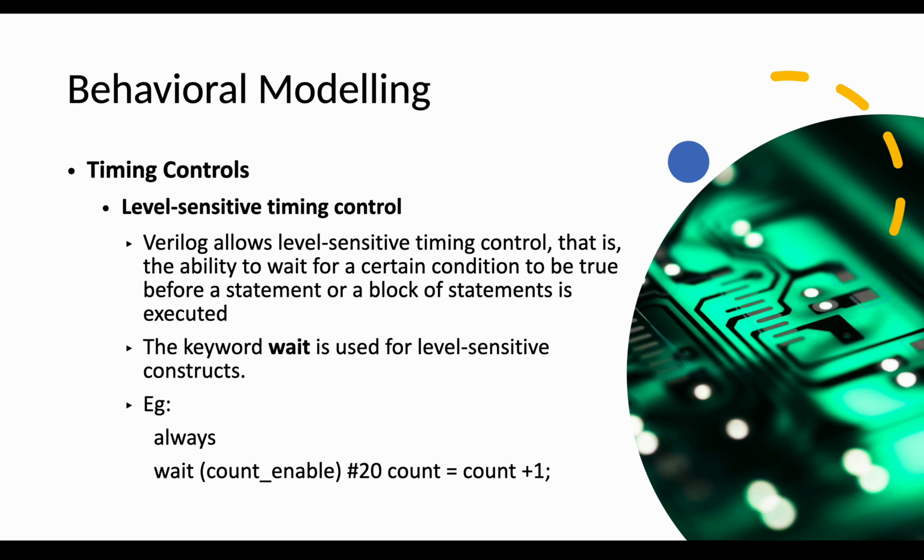Example: always wait(count_enable). Up to that point it will wait, that is, wait(count_enable). Whenever the count_enable is high, #20 count = count + 1 will execute.